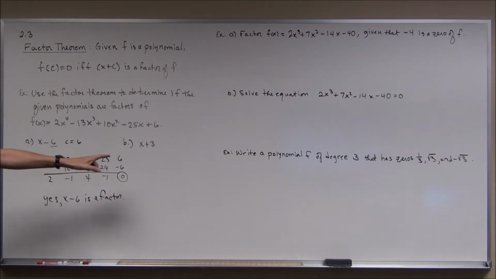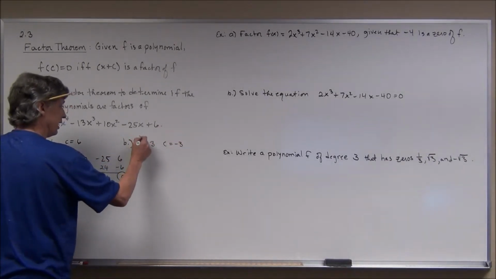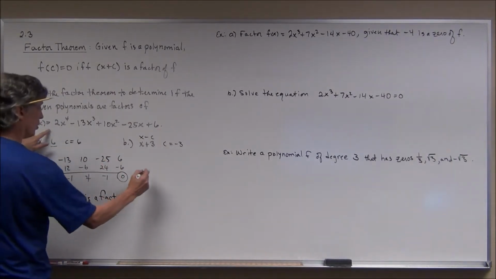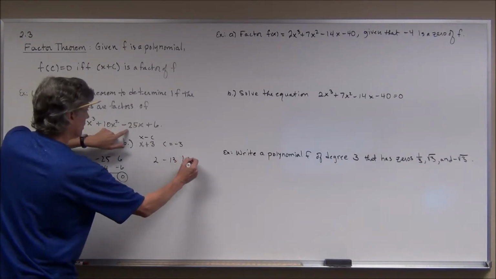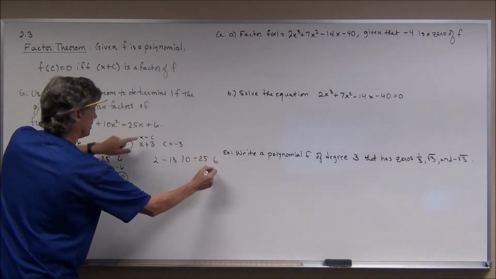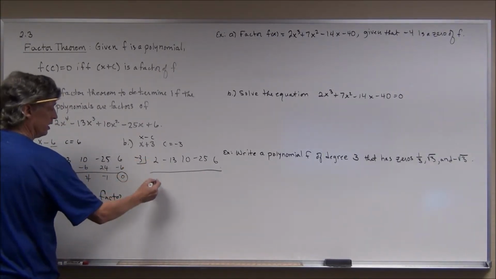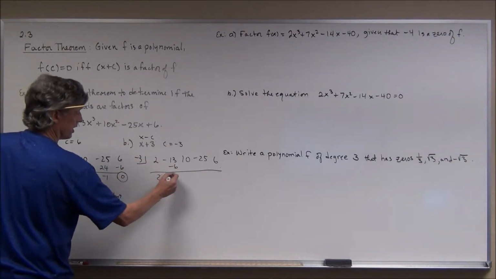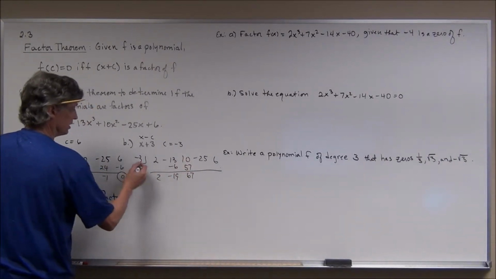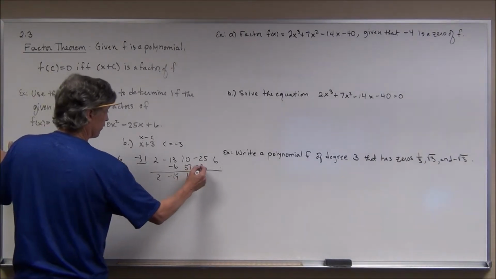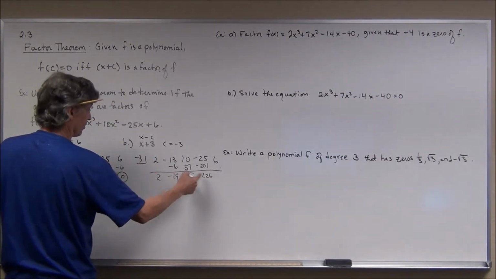Now, let's do the same thing over here with x plus 3. In this case, c would be negative 3, because it has to be in the form x minus c. So 2, negative 13, 10, negative 25, and 6. A little space there, put the negative 3 in. So that's 2, that's negative 6, that's negative 19. That's 57, doesn't look good. That's 67. That'd be negative 201. That's negative 226. It does not look good here.